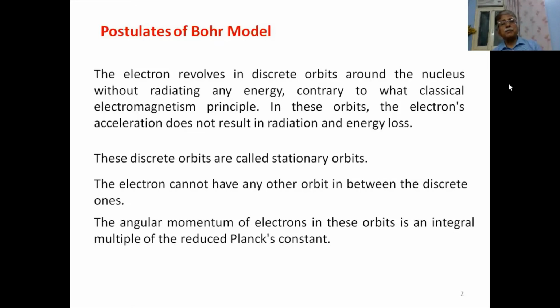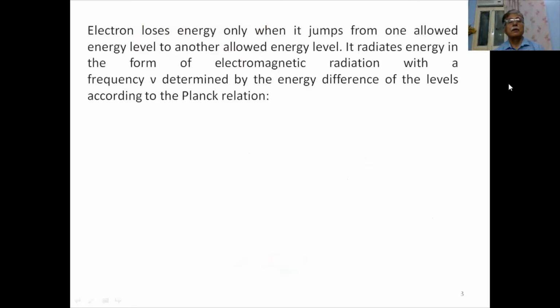The next postulate of the Bohr model, a very, very important postulate, is that the angular momentum of electrons in these orbits is an integral multiple of h cross, the reduced Planck's constant. We can say that if m is the mass of the electron, v is the velocity of the electron, and r is the radius of the orbit, then angular momentum mvr is equal to n h cross. That is, this angular momentum is an integral multiple of h cross.